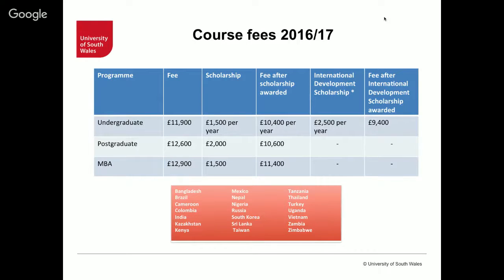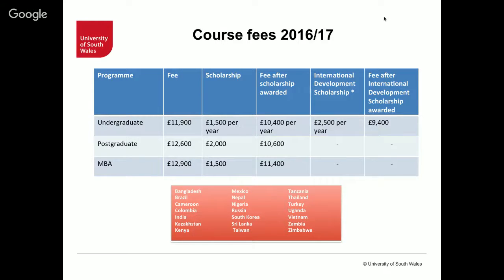So for a student from my region, we would have an international development scholarship. If you're from India, there's a list of 20 countries at the bottom of your screen. You can see these are the ones that have been targeted for the international development scholarship. So Bangladesh, Brazil, Cameroon, Colombia, India, Kazakhstan, Kenya, Mexico, Nepal, Nigeria, Russia, South Korea, Sri Lanka, Taiwan, Tanzania, Thailand, Turkey, Uganda, Vietnam, Zambia, and Zimbabwe.